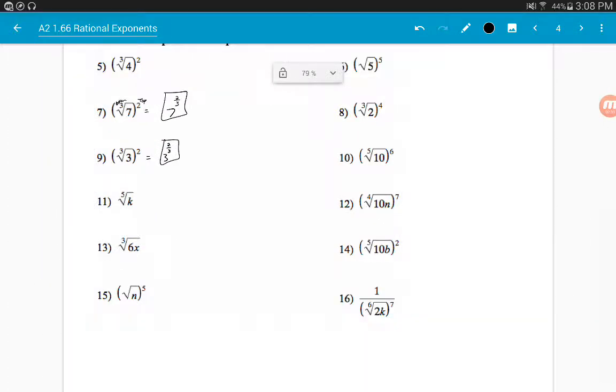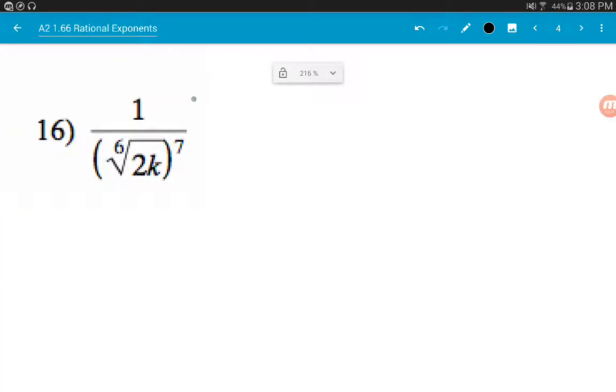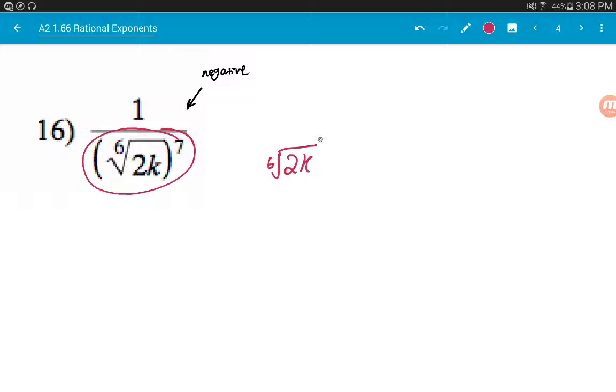Alright, so let's do one that's a little more complicated. The last one on the page here, 16. A 1 over something, that means that our exponent is going to be negative. Negative exponents get us reciprocals. We talked about it in the previous lesson, we've talked about it since. So here's the idea. Let me handle the bottom first. This is going to get me 2k underneath the 6th root raised to the 7th power.